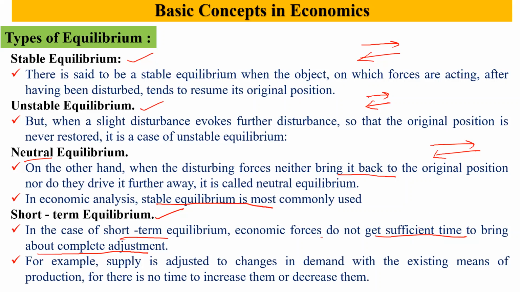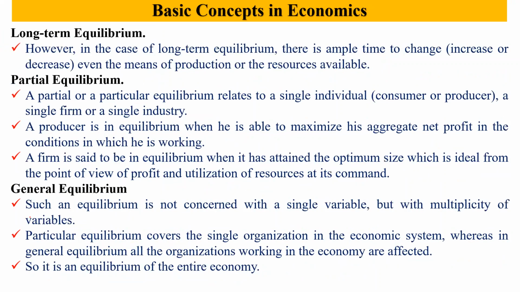So whatever the supply is there, we'll adjust it. How much supply is there, that much only. We do not get sufficient time. So there is no time to increase or decrease the supply. And such situation is called short-term equilibrium. And long-term equilibrium is the opposite of that. That is, there is ample time to increase or decrease even the means of production and resources available. So that is the long-term equilibrium.